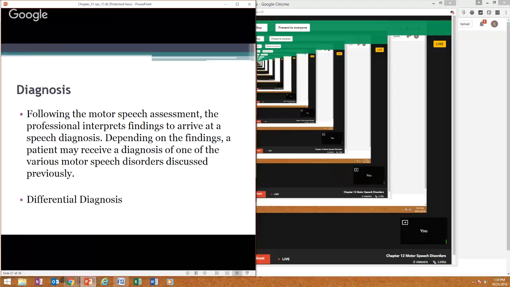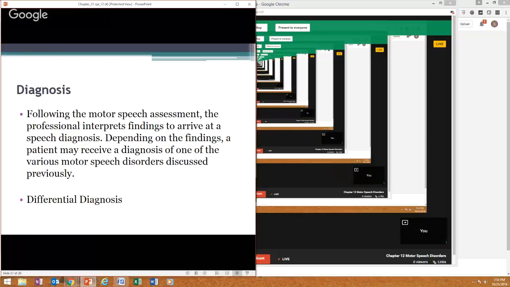And then following the assessment, a diagnosis will be next. The professional will interpret findings to arrive at the speech diagnosis. Depending on the findings, a patient may receive a diagnosis of one of the various motor speech disorders discussed previously in this chapter.